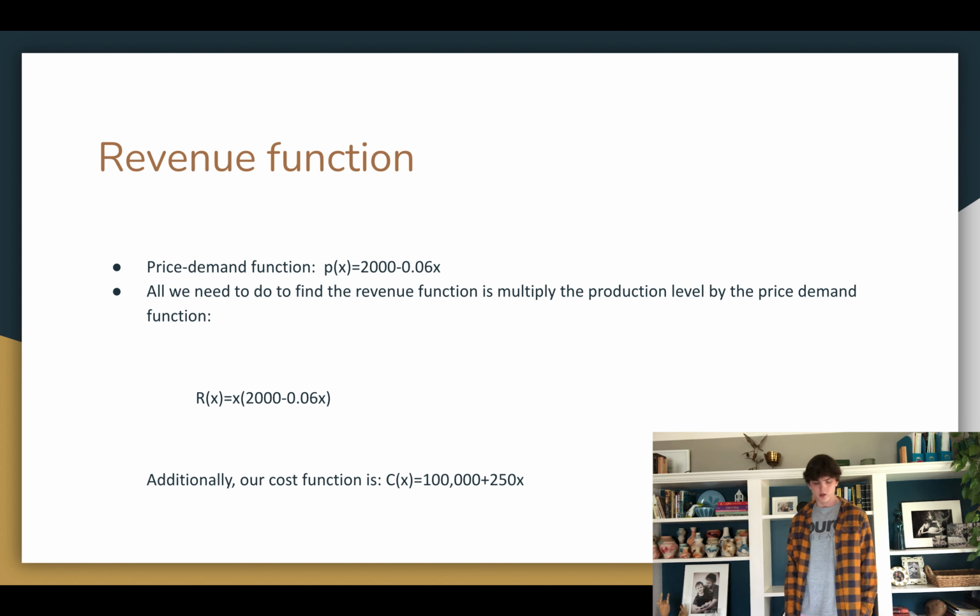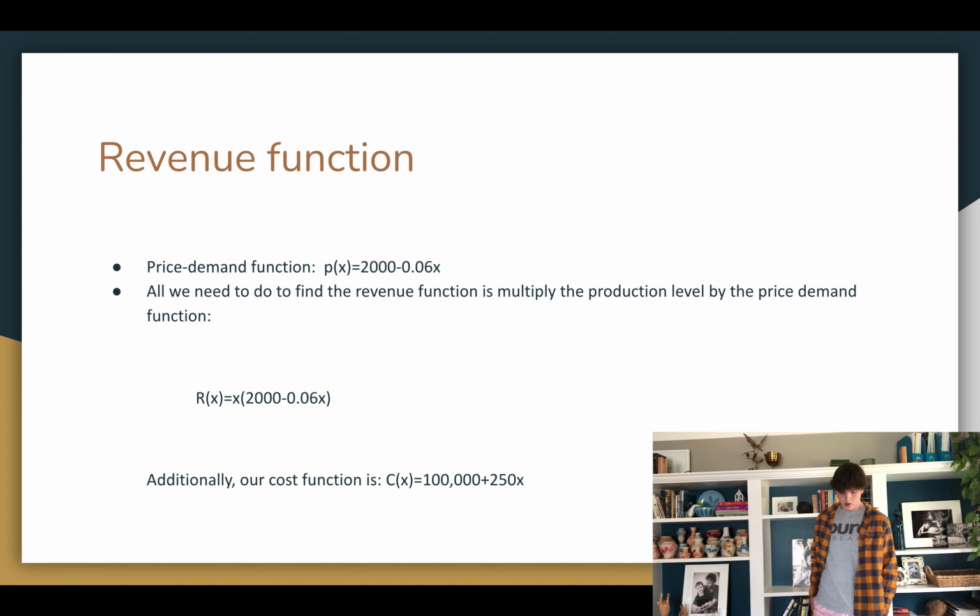To figure out our revenue function, we're going to need to first know our price demand function, which, as you can see here, is P of x equals 2000 minus 0.06x. So essentially the price demand function is how much we should be selling each, determined by how the price is affected by the demand of the market, basically. So to find the revenue function, all we are going to need to do is multiply the production level by the price demand function. So it's really easy.